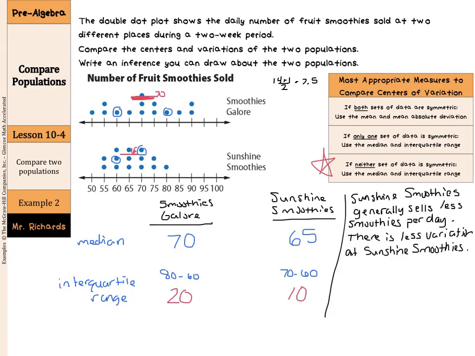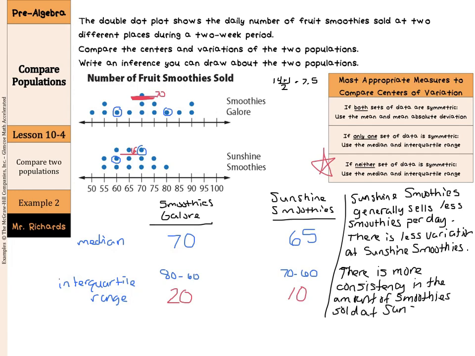Because of that, we can draw one more inference. We can say that there is more consistency in the amount of smoothies sold at Sunshine Smoothies.